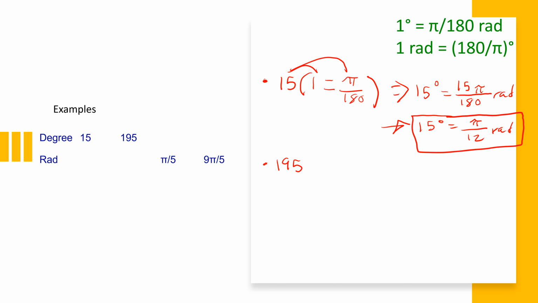So let's try 195. Again, I'm going to repeat the process. I want to convert 195 degrees to radians. I'm going to use my 1 degree formula, because I know 1 degree equals pi over 180 radians. So if I know 1 degree equals this, all I have to do is multiply by 195 on both sides to get my measurement in radians.